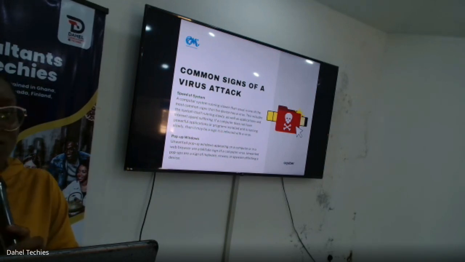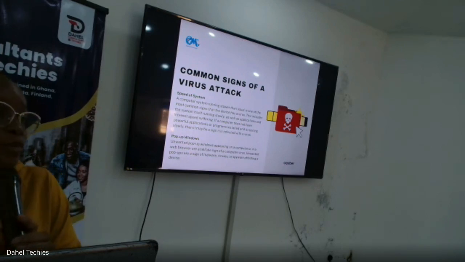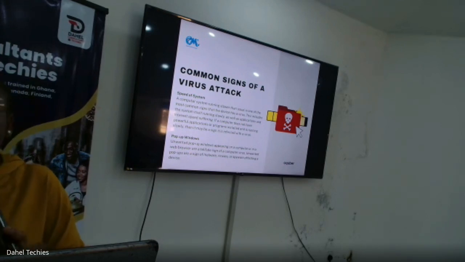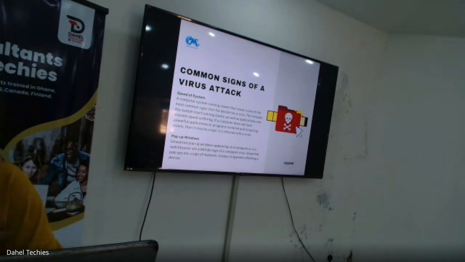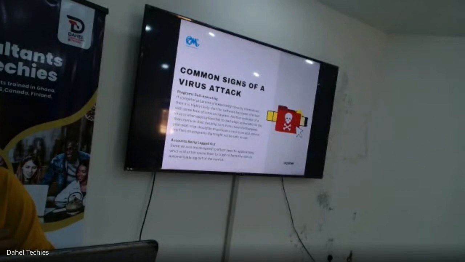Now the next sign to look out for is pop-up windows, random windows. It may not even be on your system, it can also be on your phone when you're just minding your business. You're not even on the internet, but your data is on and suddenly something pops up, like an illegitimate site, just a random pop-up on your system or on your phone. That is a sign of a virus attack.